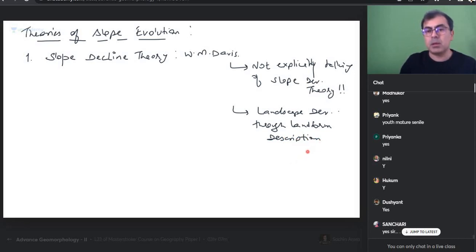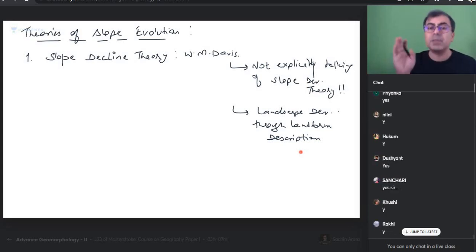Is that understood? He was describing landforms, saying there are different landforms of different stages and a landscape develops from youth to mature to senile. Is everyone okay? So he's not interested in explaining slope development, so he has not given any. But in his work, when we try to find out what basically was the underlying thing in what he proposed, we find that he is also describing a kind of slope change. Okay? So that is what we are going to do.